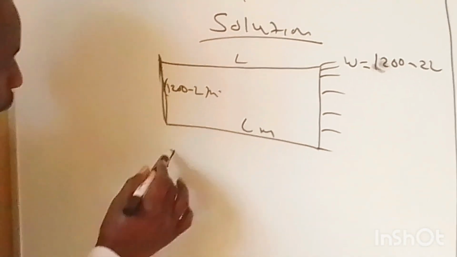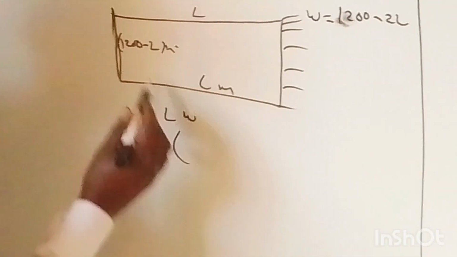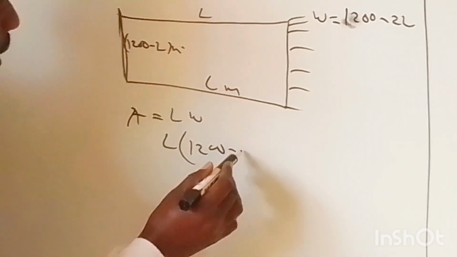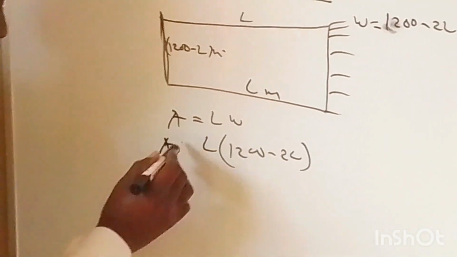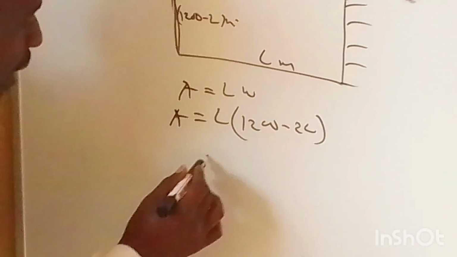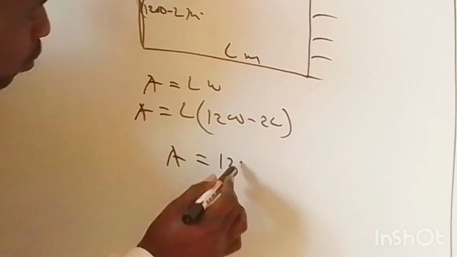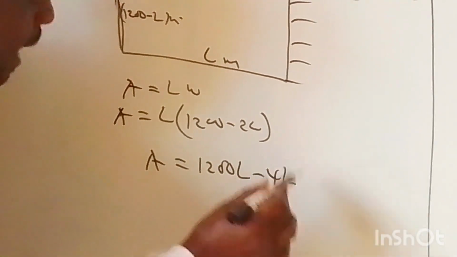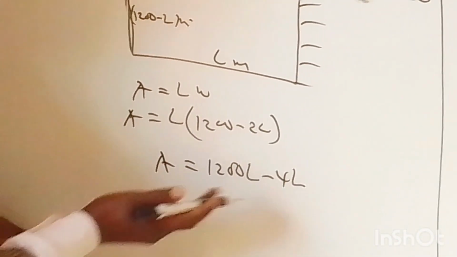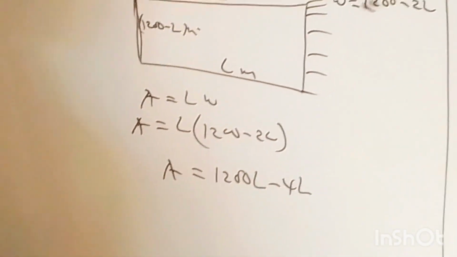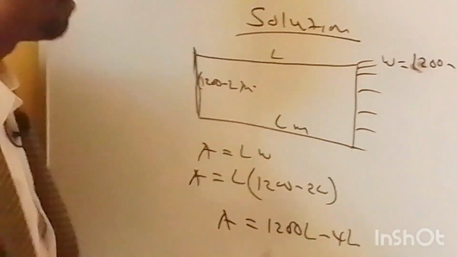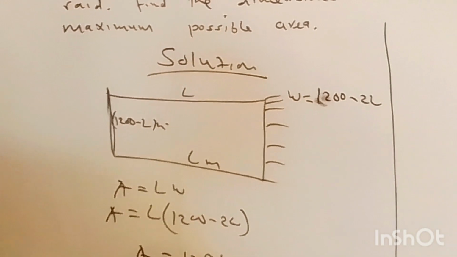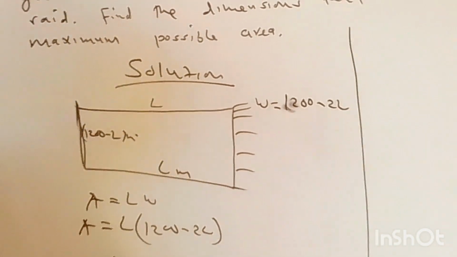So the area that we are asked is equal to length times width. So our length is L multiplied by the width, which is 1,200 minus 2L. This one is the area. So when we open up the bracket here, we have A is equal to 1,200L minus 2L squared. So that is the area that we get in terms of L. But now we were told to find the dimension. So we want to get L and the width, the dimension of that piece of land.